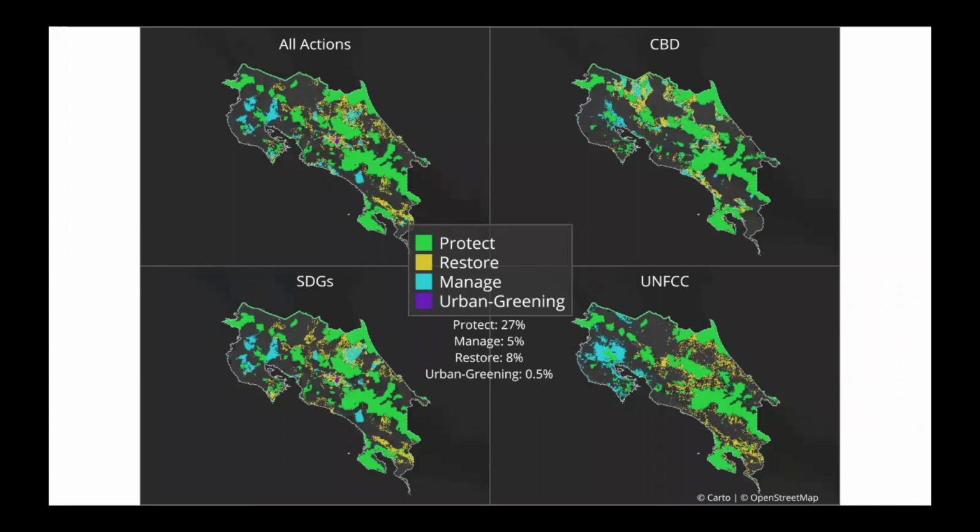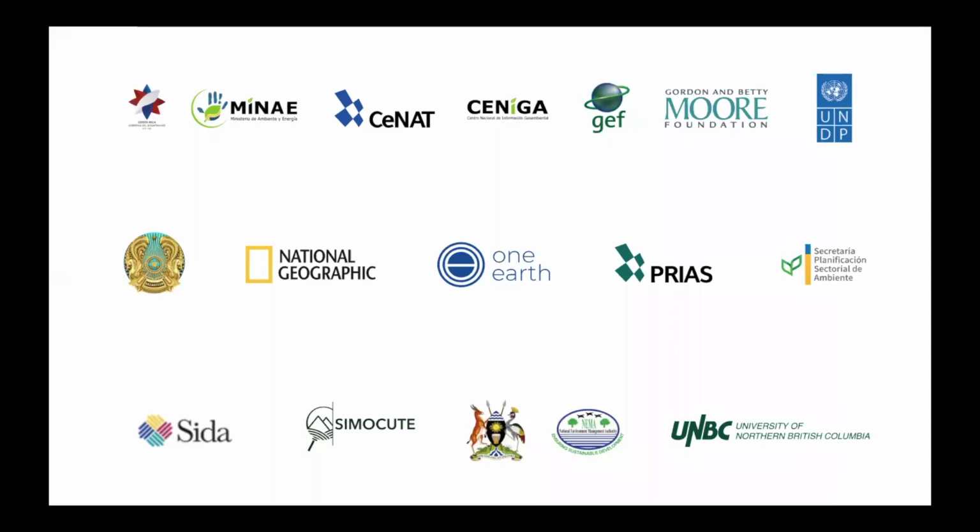On this slide, you can see our first essential life support area map for Costa Rica, which shows where action in the country to protect, manage, restore, and green urban spaces can deliver across 5 priority targets that they identified working with our team. We're continuing to roll out this project throughout the year, and so stay tuned for results from all of our different pilot countries about how they're taking action around their essential life support areas.